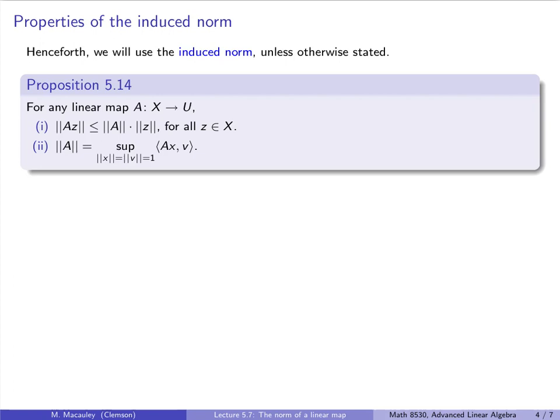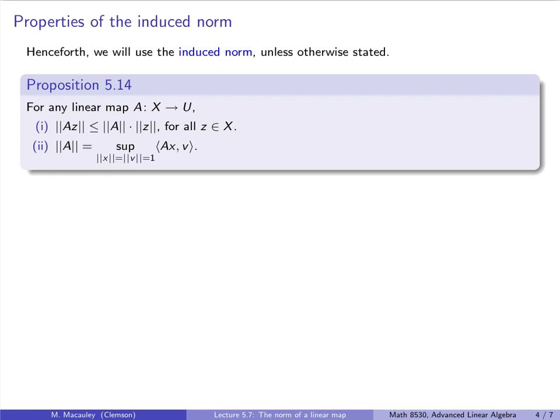Here is a proposition. For any linear map A from X to U, the norm of the vector AZ is less than or equal to the norm of the linear map A times the norm of the vector Z, for all vectors Z in the domain. That's the first part, and let me explain and prove this before we get to the second part. There are a lot of statements in real analysis that look obviously true. They have to be true. But real analysis is filled with statements like this, and a lot of them are true and a lot of them are false. So this is actually less trivial than it seems.